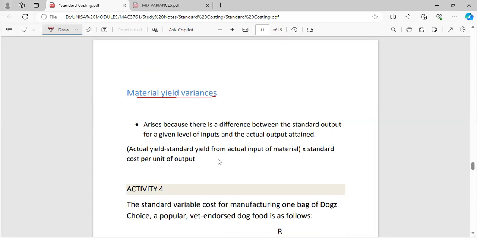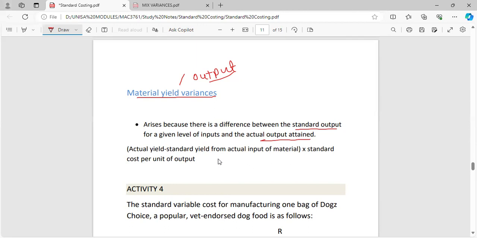The only difference between the material mix variance and the material yield variance is that this one is now going to compare the output. That's the only difference, but the way we do the calculation is the same. Material yield variance is now going to measure the variance in standard output and actual output attained. So you can see we're still doing it the same way as in those single product examples. Remember, what we did in our previous work was for a single product and a single material that is going to be used to make a product.